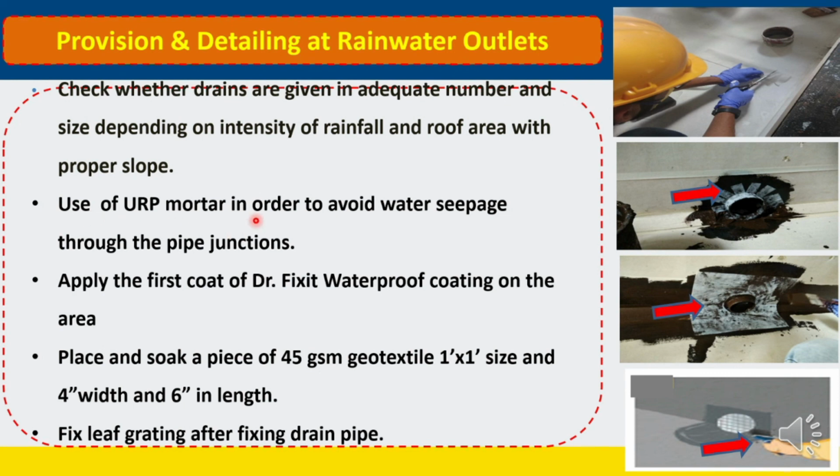Use URP mortar in order to avoid water seepage through the pipe junction, just like I have shown here. Apply first coat of Dr. Fixit waterproofing coating on this area. Then place a sock of 45 GSM, a piece of 1 inch by 1 inch size and 4 inch width and 6 inch length, like shown in this figure, and you will finalize this detailing of the rainwater outlet. With the help of this image, I tried to explain how to detail the rainwater outlet.